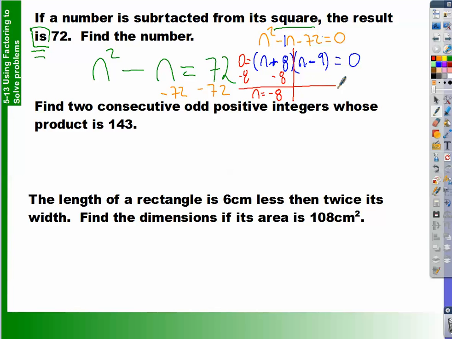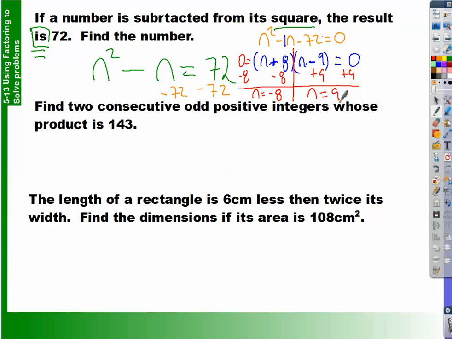All right. On this side, what am I going to do to both sides? Add 9. So I get n is equal to 9. So is it possible, given the criteria of this sentence, that we have two answers? Yeah, sure. And I will prove why it is.